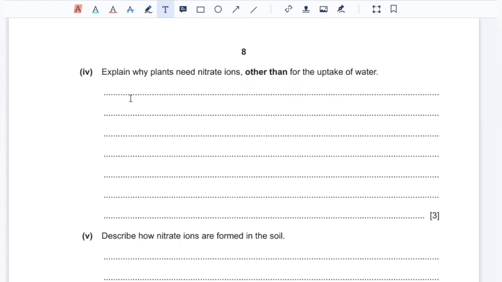4. Explain why plants need nitrate ions other than for the uptake of water. The nitrate ions are required to make amino acids, which will be required for protein synthesis, as amino acids are the building blocks of proteins. These proteins can then act as carrier proteins in the cell surface membrane. So here, as you've got 3 marks, you'll get 1 for mentioning a function of proteins in the plants, which I've mentioned could be a carrier protein, which would be required for active transport.